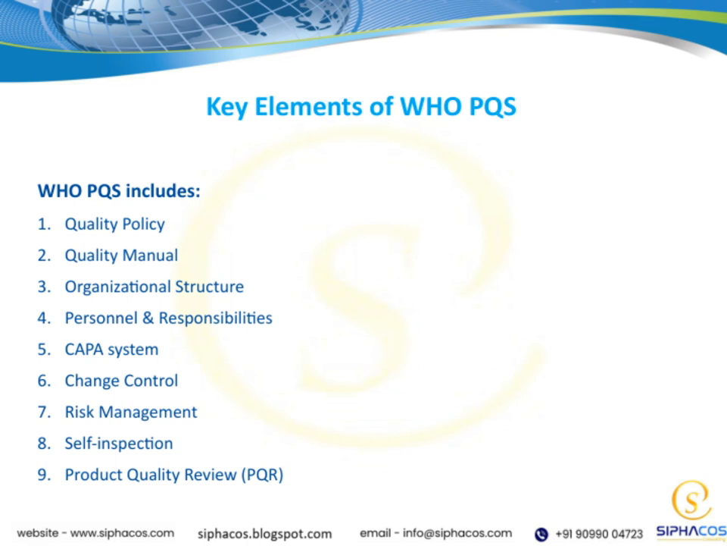Then, there's the quality manual, a comprehensive document that outlines our quality system and procedures. Next is the organizational structure, which defines roles, responsibilities, and reporting lines to ensure accountability. Personnel and responsibilities are crucial, as everyone must understand their specific duties to maintain high standards. The CAPA system, or corrective and preventive actions, helps us identify and address issues proactively.